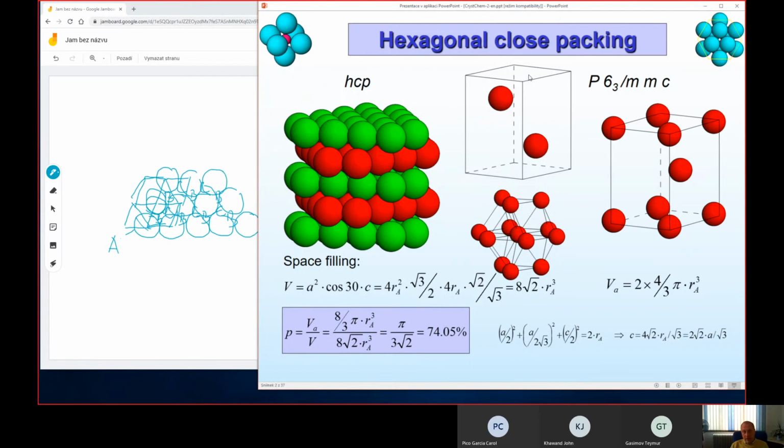So the three-dimensional unit cell looks like this one, where this atom belongs to the A layer and this one belongs to the B layer.